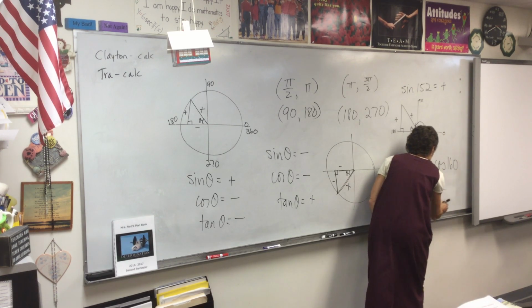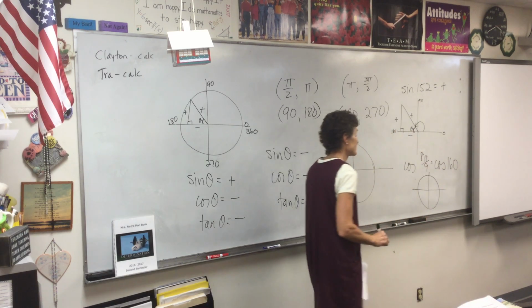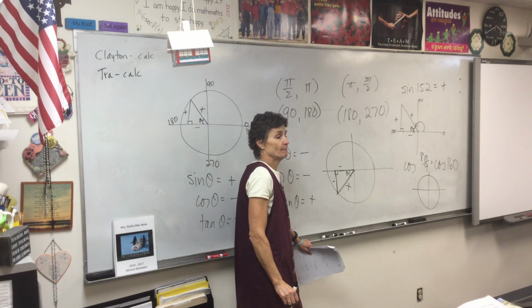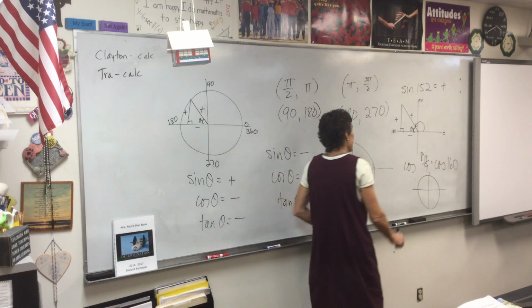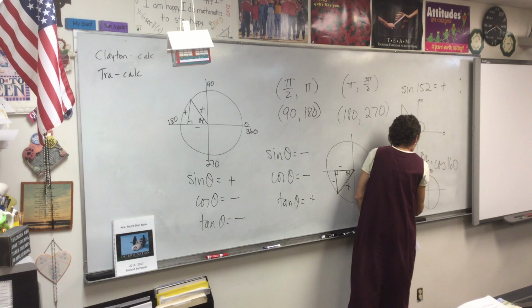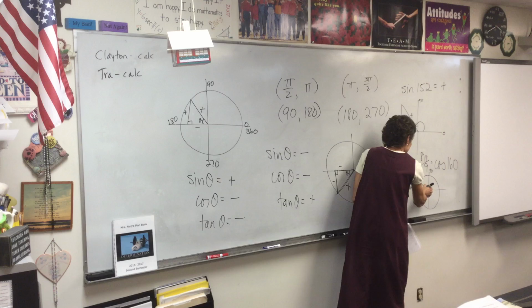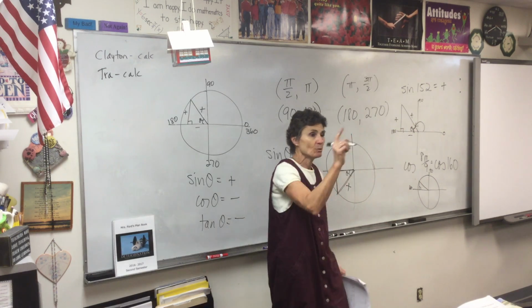Kids, we got to get this section done. We're going to draw 160 degrees. Where are you going to put it? Quadrant 2. How do we know it goes in quadrant 2? Because 160 is between 90 and 180.